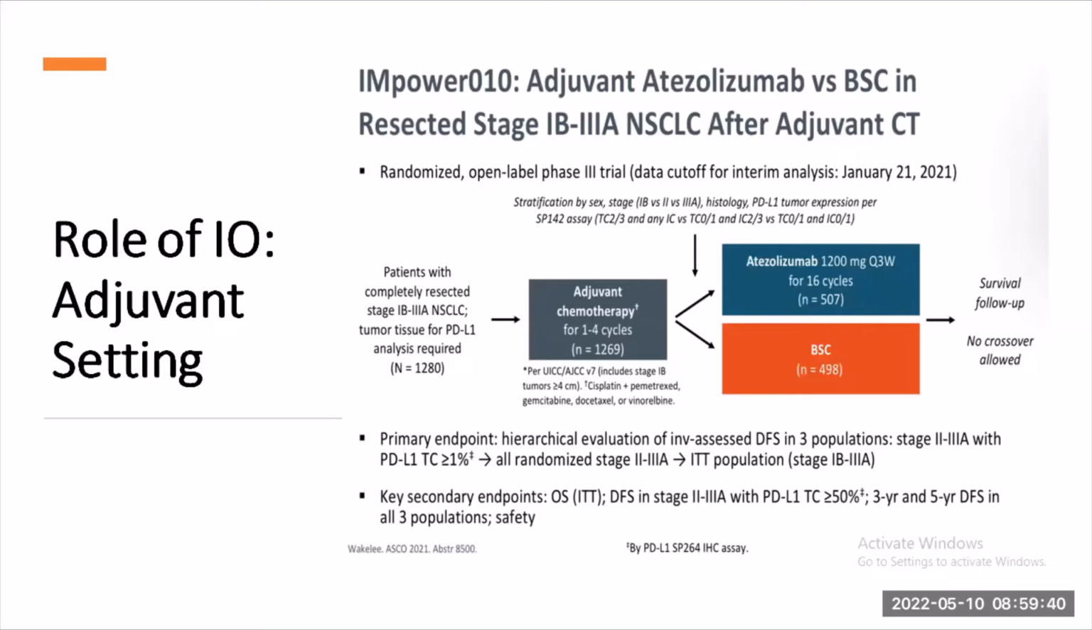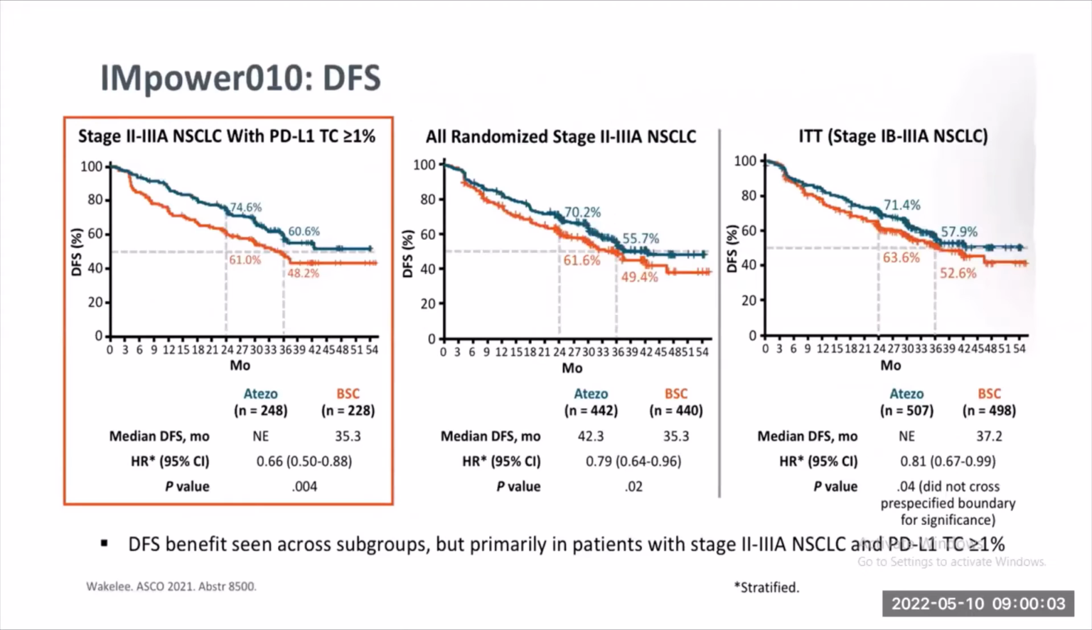Primary endpoint of the trial was hierarchical evaluation of investigator-assessed DFS in 3 populations. Key secondary endpoints were overall survival in the intention to treat population, DFS in stage 2 to 3A, and PD-L1 tumor cells more than or equal to 50%, 3-year and 5-year DFS in all 3 populations, and also safety analysis.